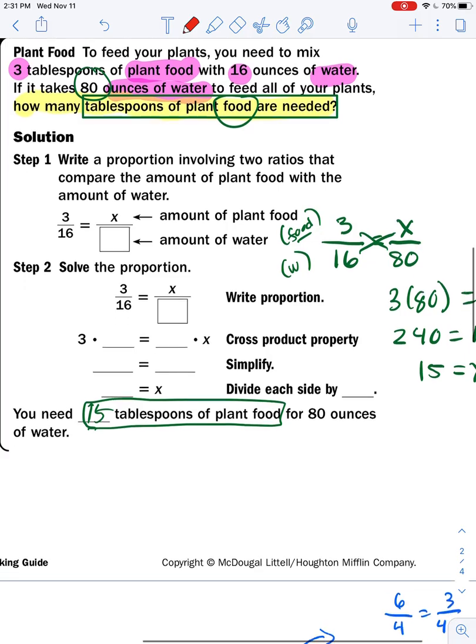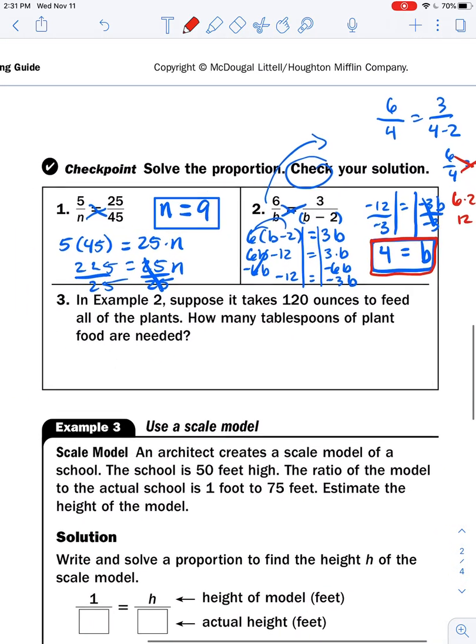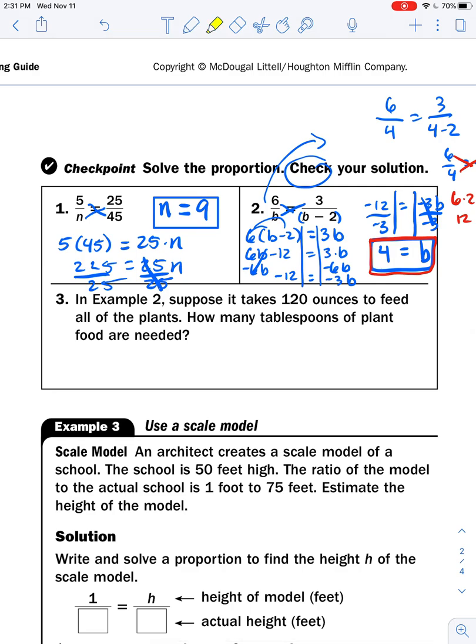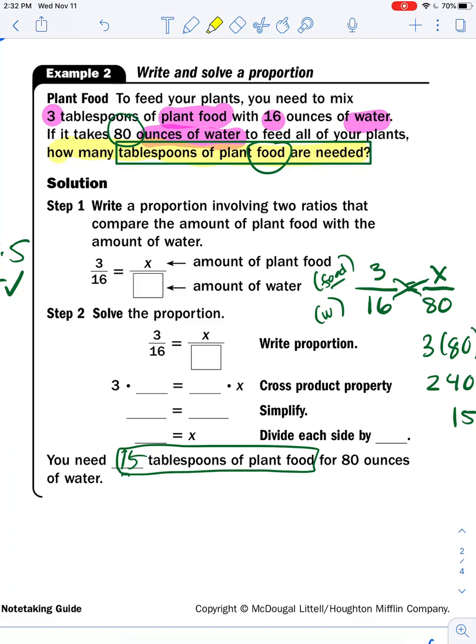It says in example 2, so we're going to have to scoot back up here, and we're using this same thing. We're doing the same plant food business. It says, suppose it takes 120 ounces to feed all of the plants. How many tablespoons of plant food are needed?